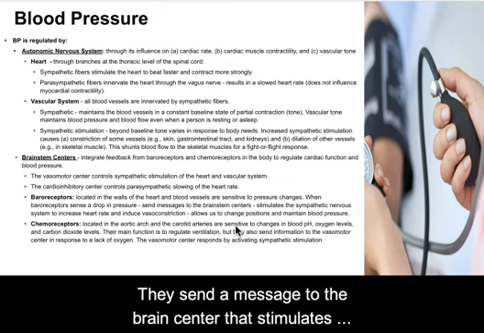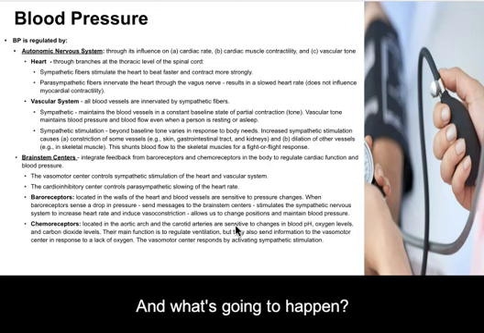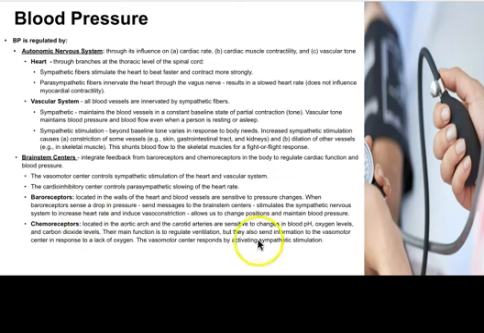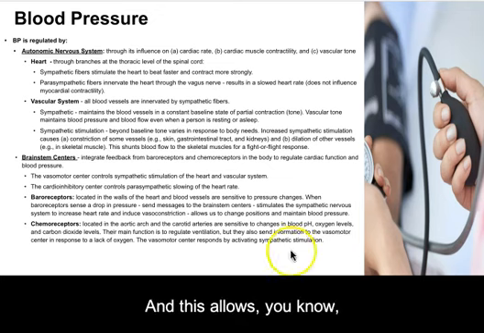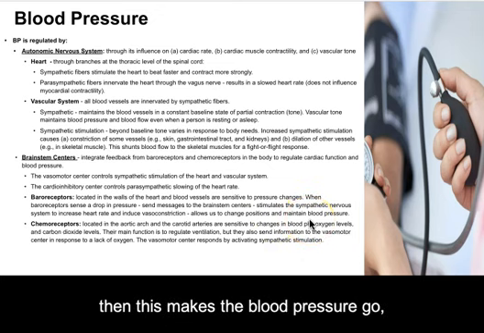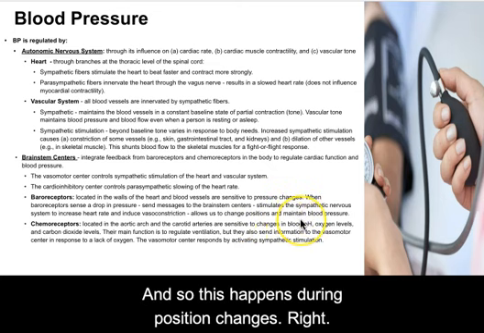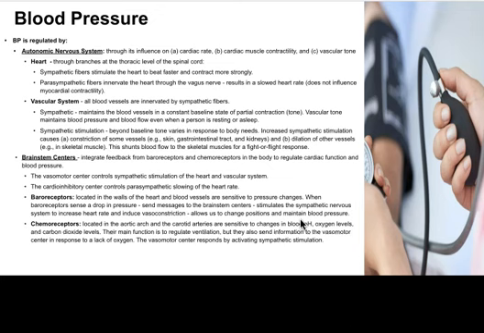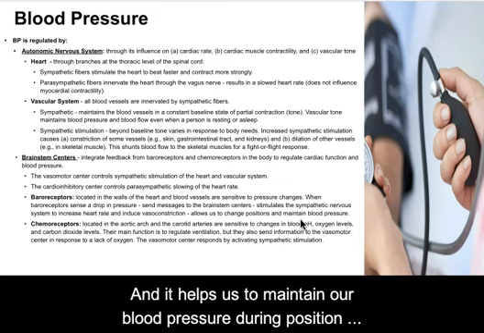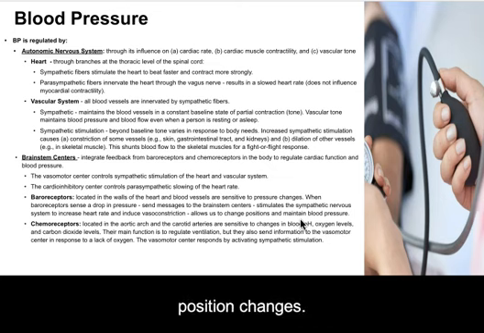They send a message to the brain center that stimulates the sympathetic nervous system. And what's going to happen? The heart rate will increase. You'll get vasoconstriction, and this makes the blood pressure go up. It increases the pressure of the blood. And so this happens during position changes, right? And it helps us to maintain our blood pressure during position changes.